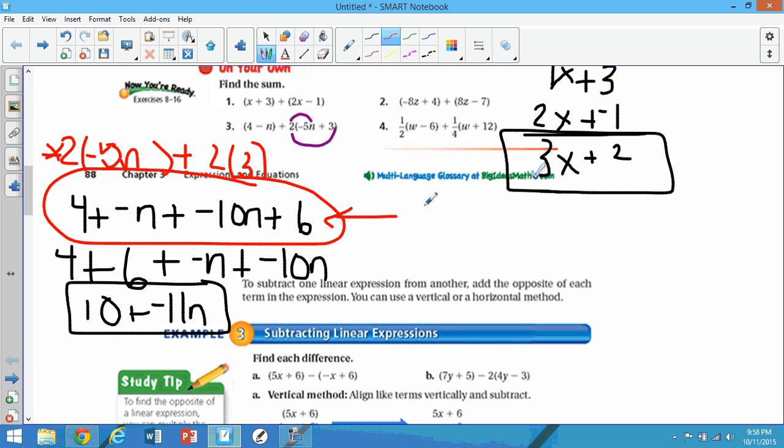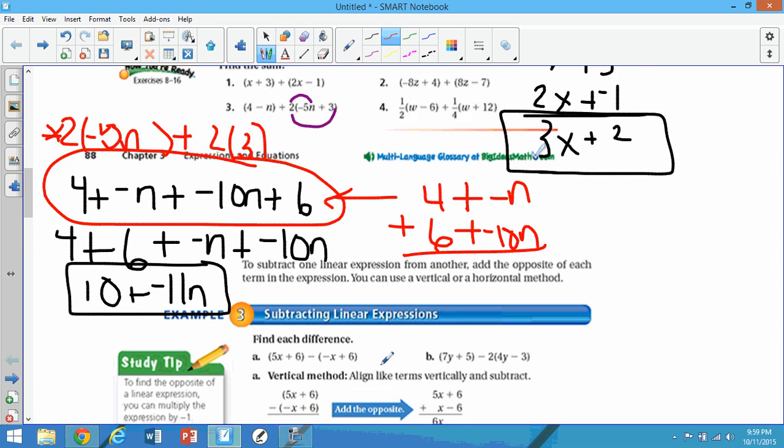Even if you're going to do it vertically and rewrite it as 4 plus a negative n, and then 6 plus a negative 10n, that's fine. You can do that, but you still have to show this step first. Have that written down and then this. So essentially when you're distributing, it really doesn't make a difference. It's just as easy to do it as a horizontal method.